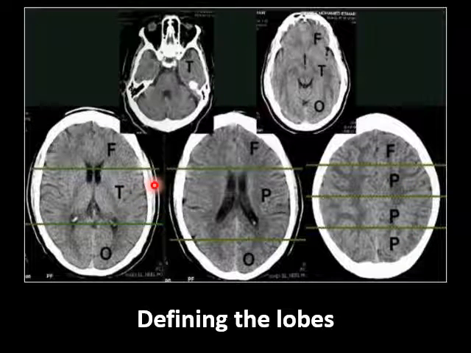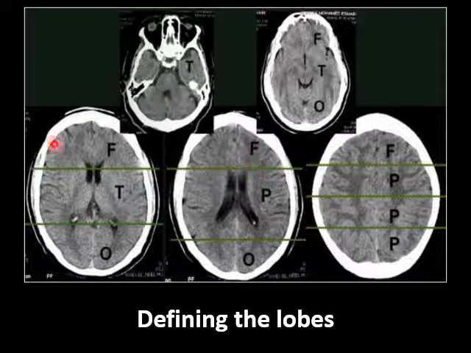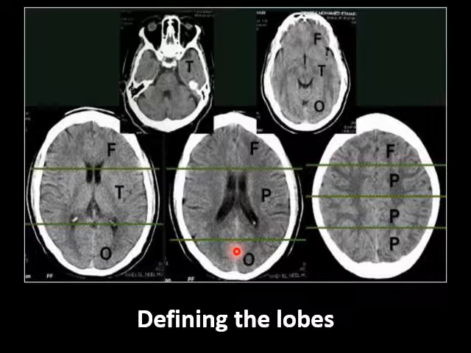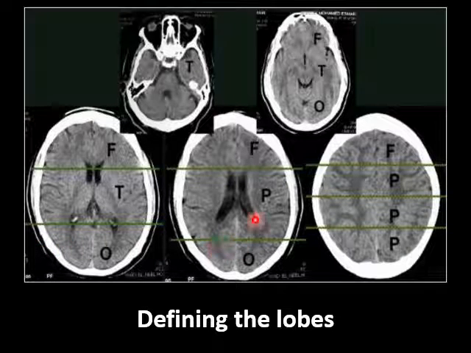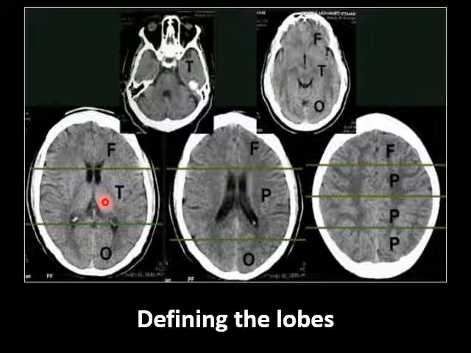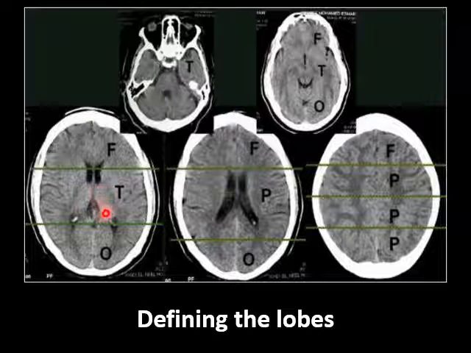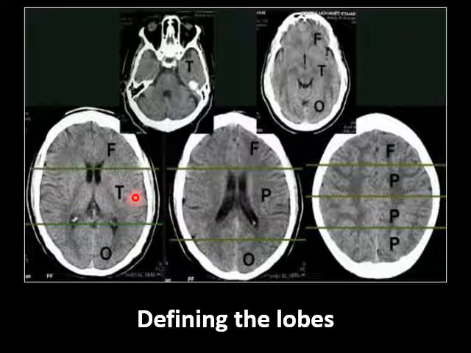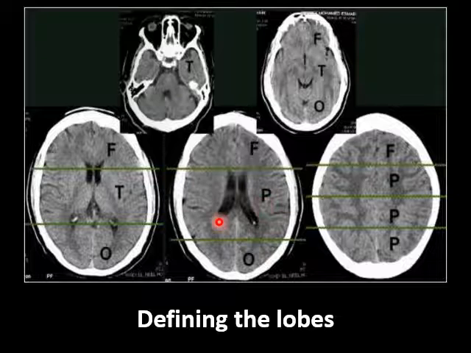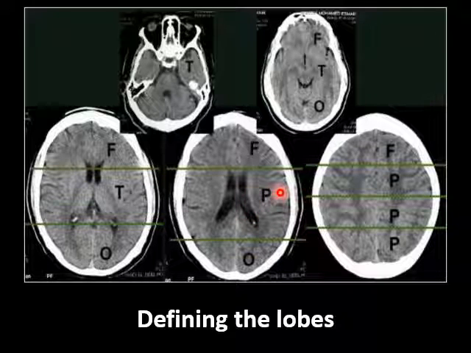Okay, again, we draw two lines at the lateral ventricles. In front of the line is the frontal lobe. Behind the line is the occipital lobe. In between, it is either parietal or temporal. To differentiate between them, we look at the third ventricle. At the third ventricle, it is the temporal lobe. If there is no third ventricle, it is the parietal lobe.